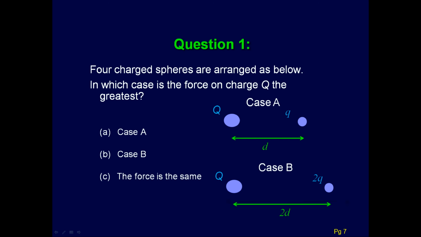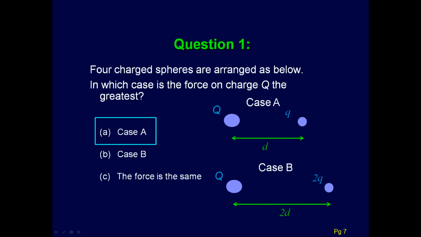So here's an example question. We have four charged spheres, a capital Q, and then a little q and a 2 times Q. And in which case is the force on charge capital Q the greatest? Pause here and think this one over and let me know what you think. Okay, so I get case A.